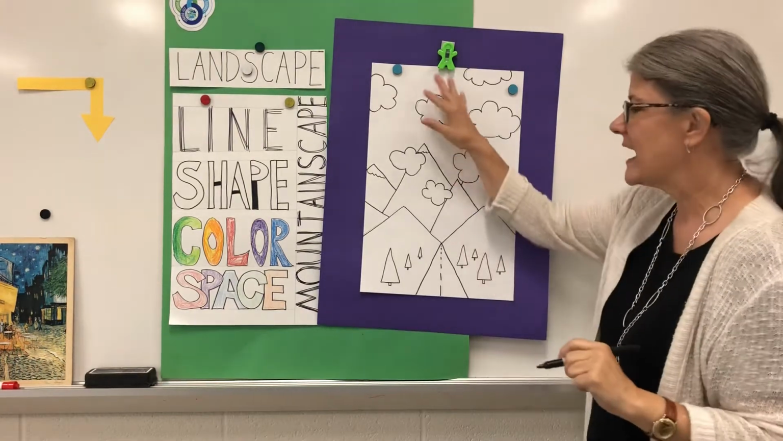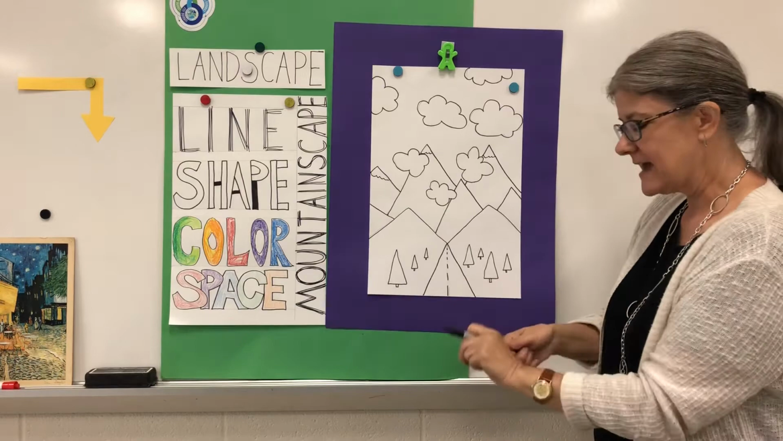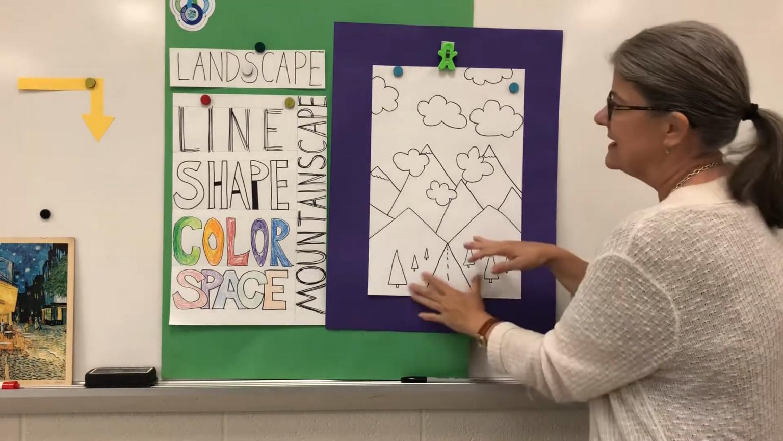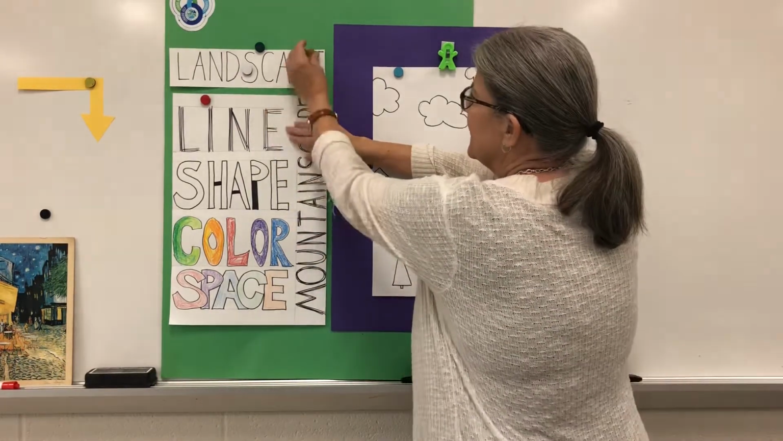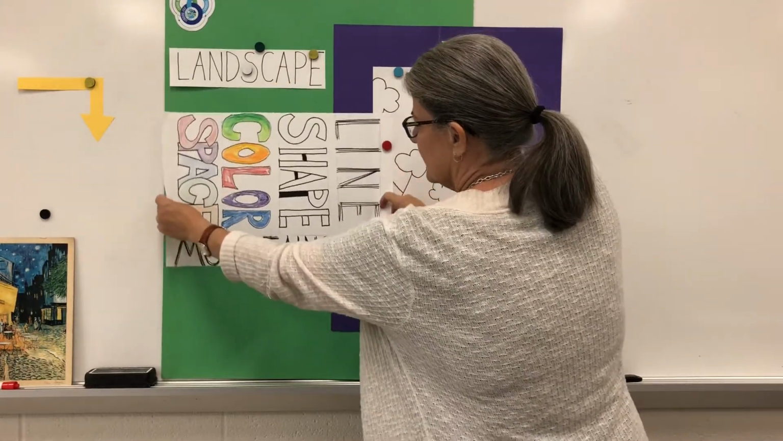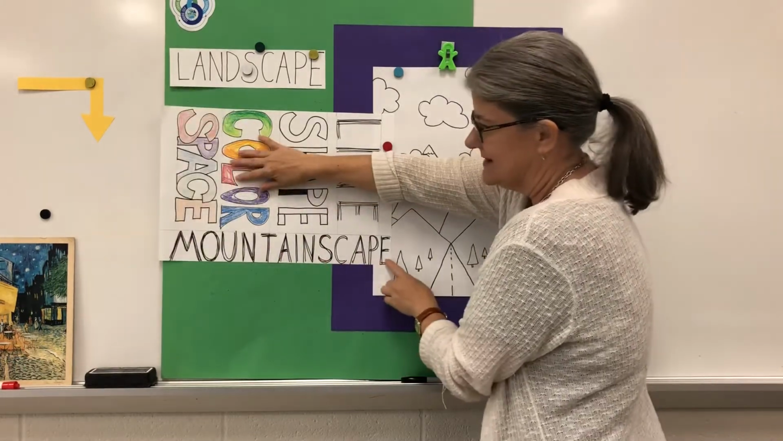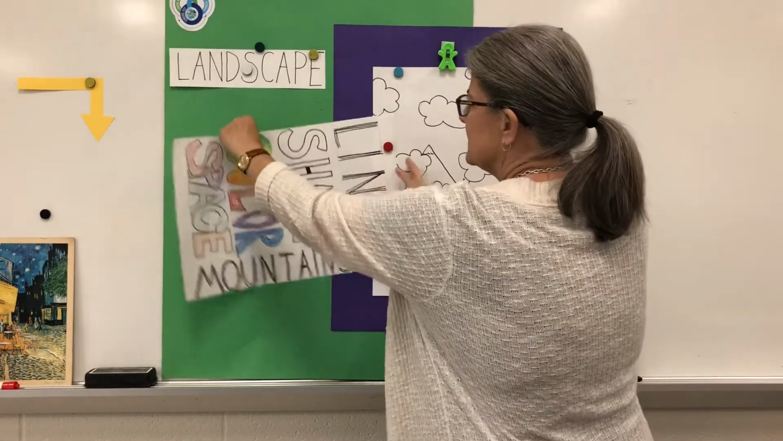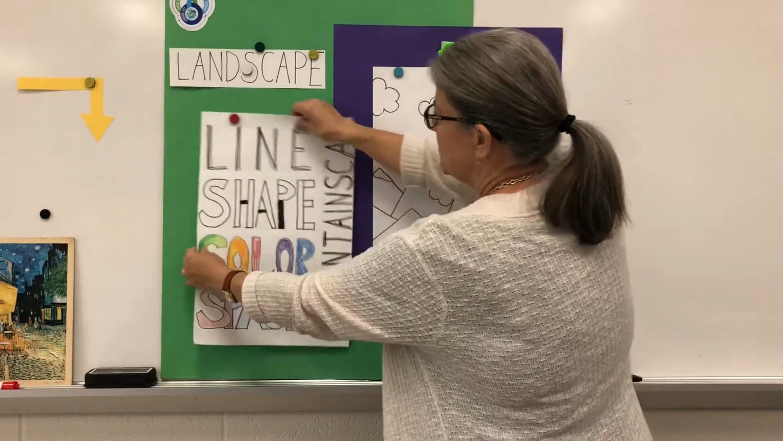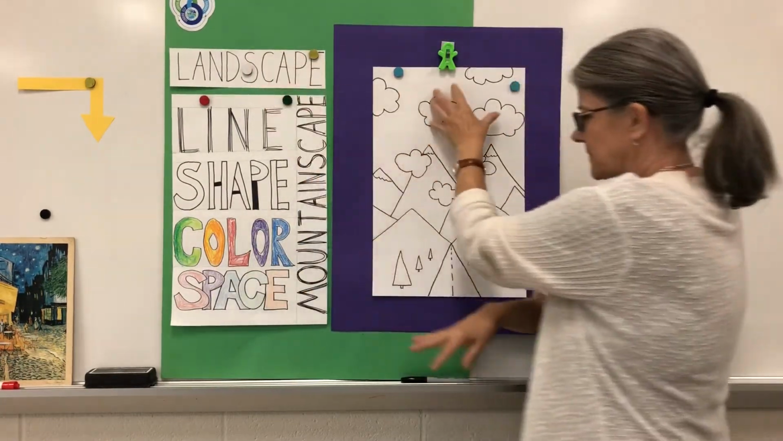I want you to practice drawing a mountainscape. We're gonna look at that word now. I told you at the end we would look at that word, and I wrote it out up here. It's a long word. So today we are making a mountainscape. We have used line, shape, and space to draw our mountainscape.